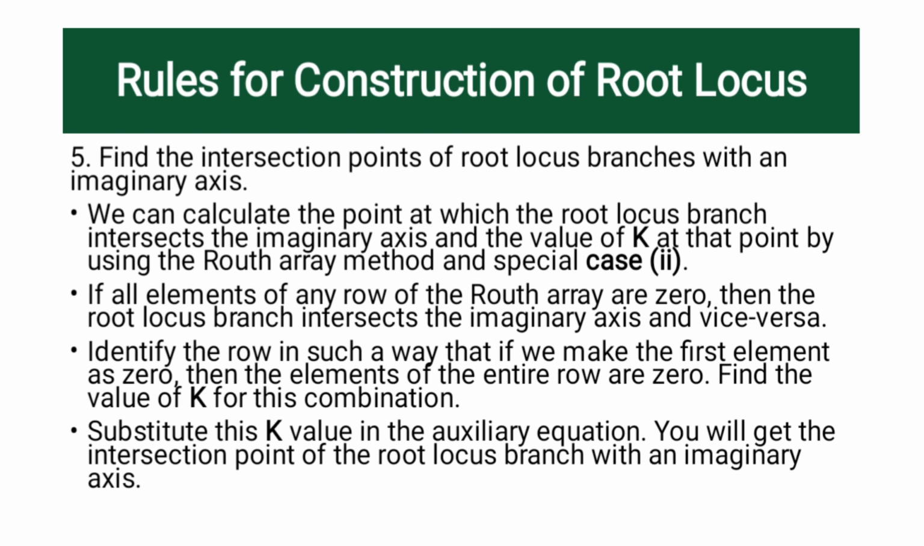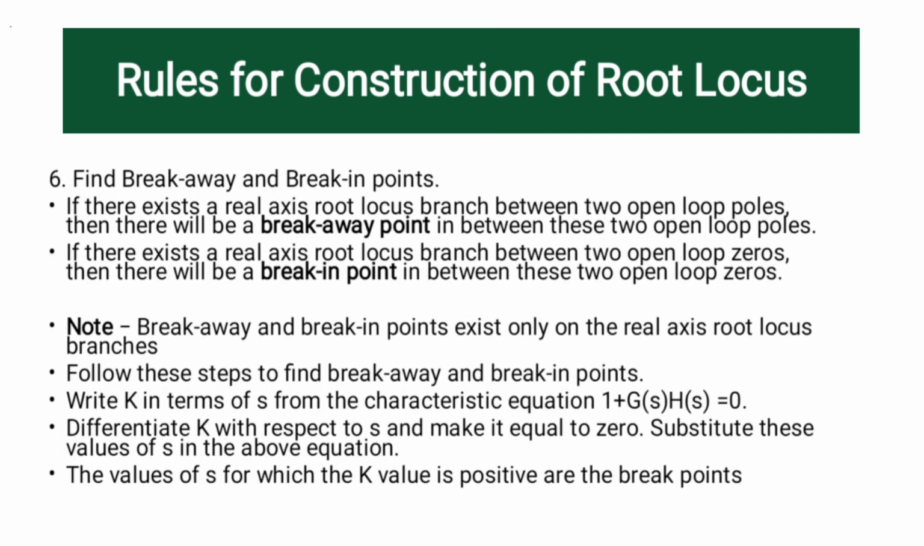If all the elements of any row of the Routh array are 0, then the root locus branches intersect the imaginary axis, and vice versa. Identify the row in such a way that if we make the first element 0, then the elements of the entire row are 0. Find the value of K for this combination. Substitute this K value in the auxiliary equation. You will get the intersection point of the root locus branch with the imaginary axis.